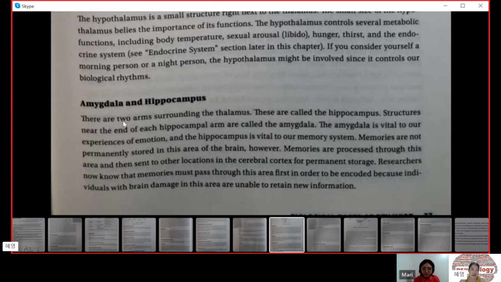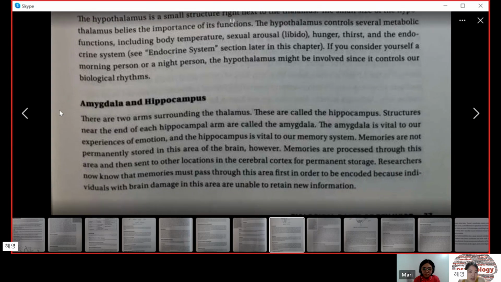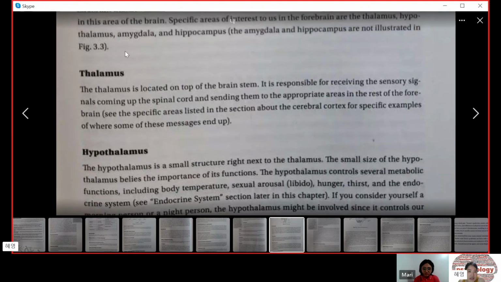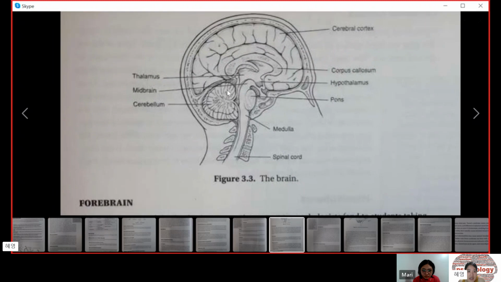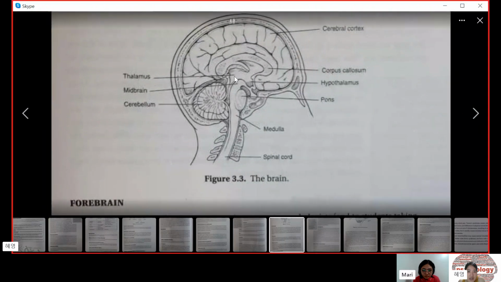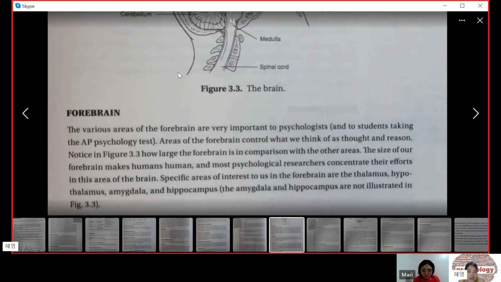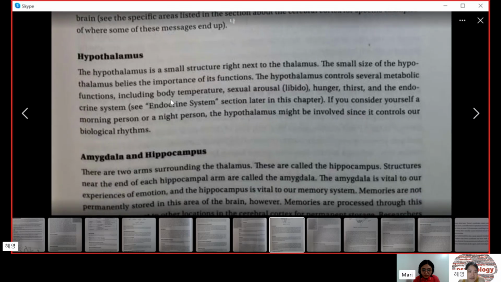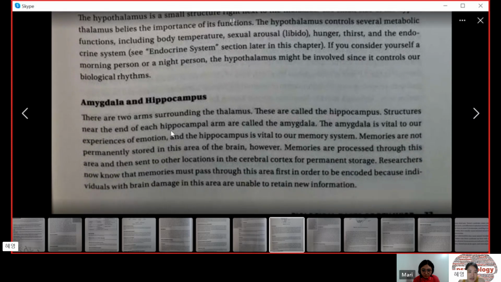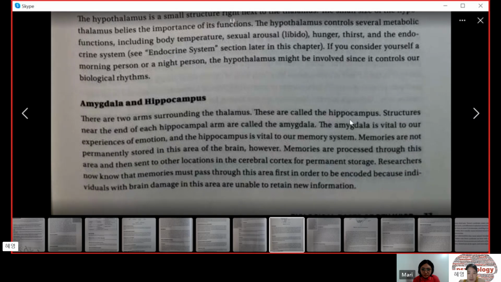Amygdala and hippocampus. There are two arms surrounding the thalamus. So let's see the picture. Thalamus is like this, and this one, and there is like this. These are called hippocampus. Structures near the end of each hippocampal arm are called the amygdala.